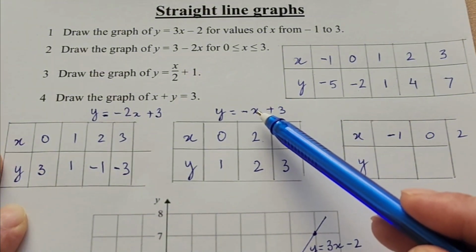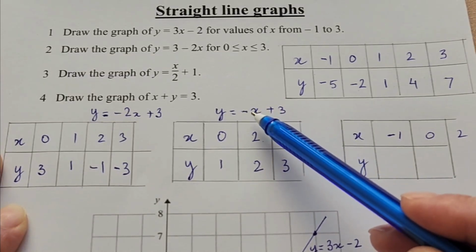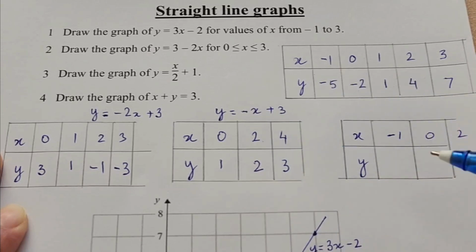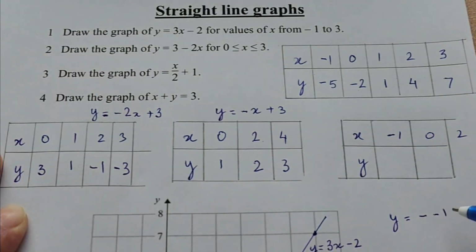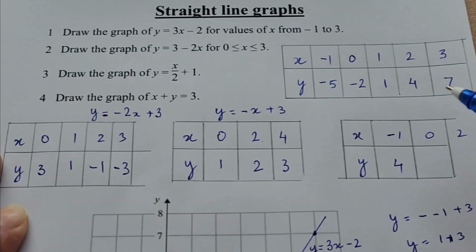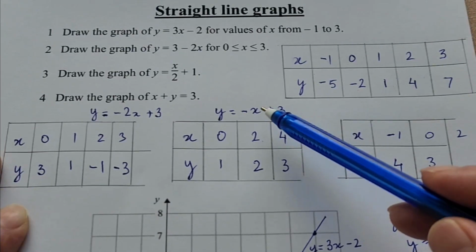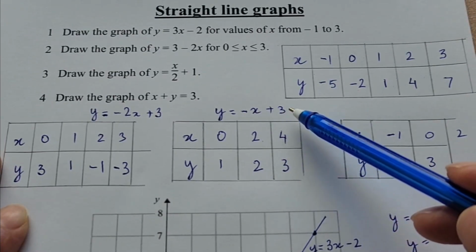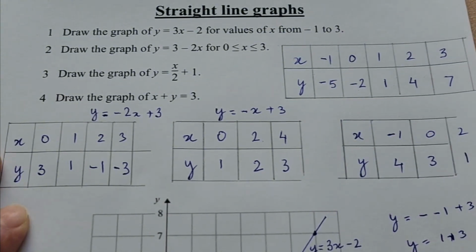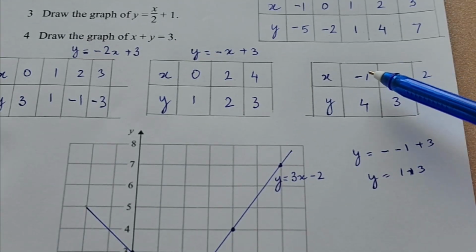So when x is minus 1, y is minus x plus 3. Here you need to be very careful. So y will be minus, and then x is minus 1. Minus minus 1 plus 3. This turns out to be 1 plus 3. And then that's going to be 4. When x is 0, y is going to be 3. When x is 2, so minus 2 plus 3. Minus 2 plus 3 will give you 1. So let us plot these points.